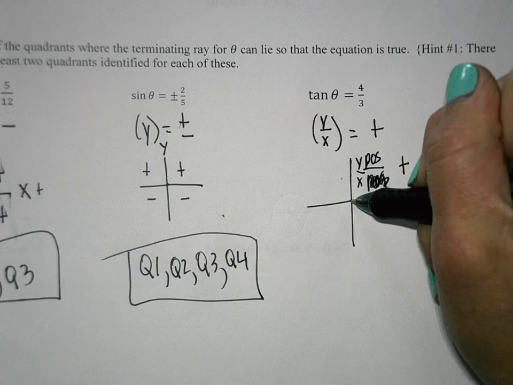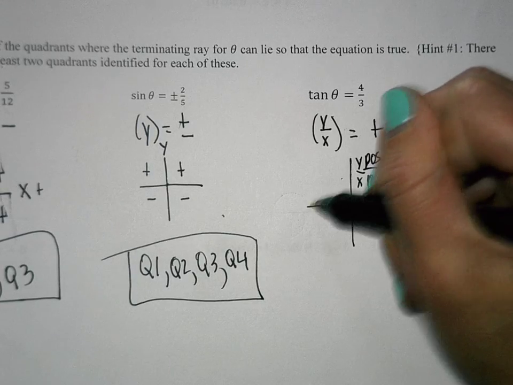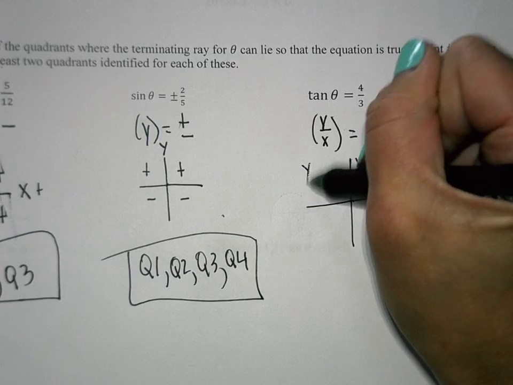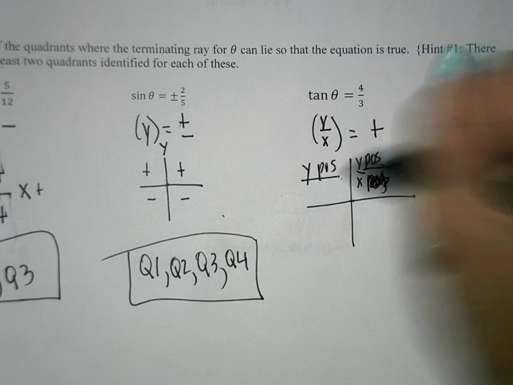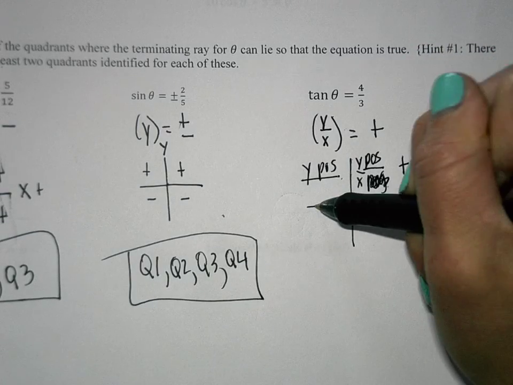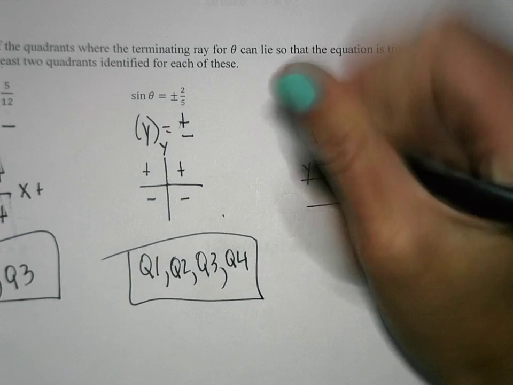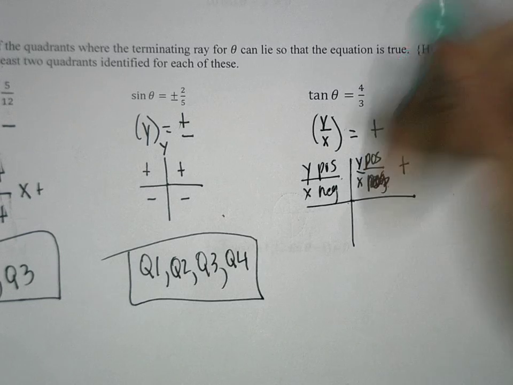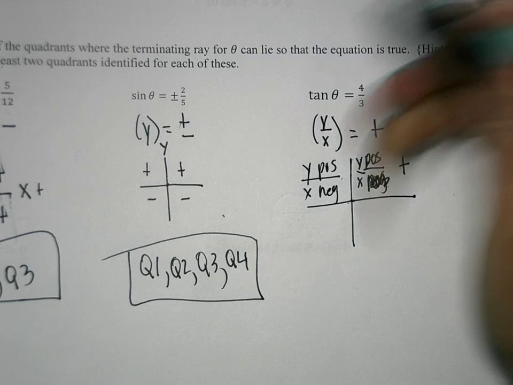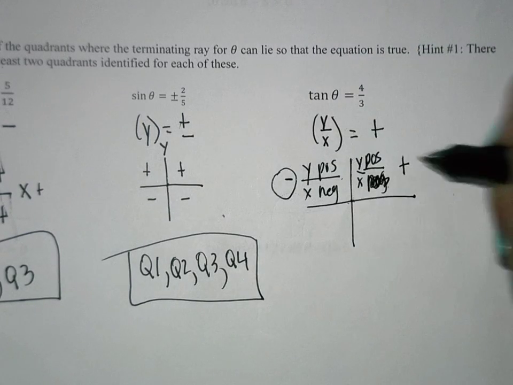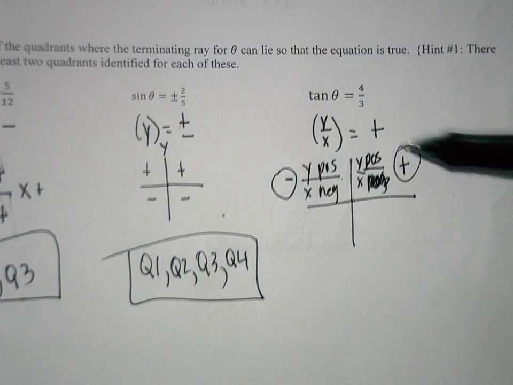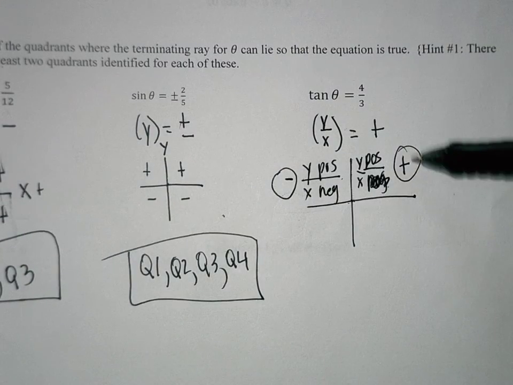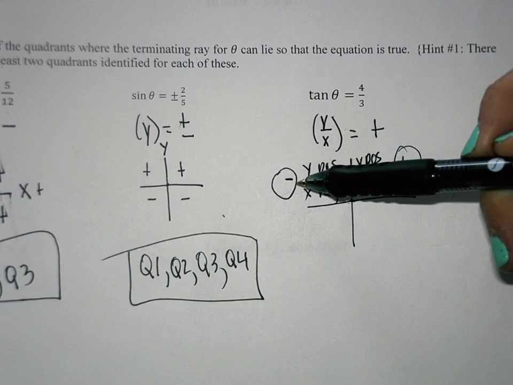Okay, y is positive and x is positive. So in this quadrant right here, you have a positive over a positive, which makes a positive. In quadrant 2, you're going left and up. So here, y is positive because we're going up, but x, because we're going left, x is negative. And a positive divided by a negative makes a negative. So we can see here that tangent was positive in quadrant 1, but it's negative in quadrant 2.